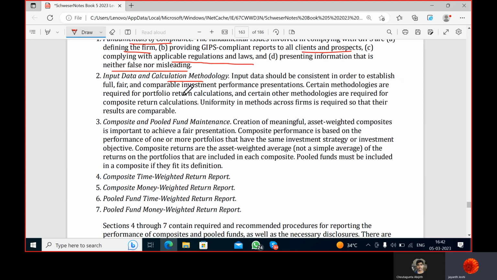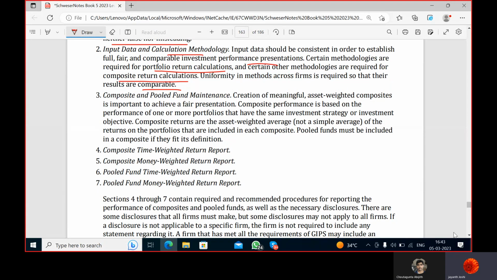Input data and calculation methodology. Input data should be consistent in order to establish full, fair and comparable investment performance presentation. Certain methodologies are required for portfolio return calculations and certain other methodologies are required for composite return calculations. So different methods. Uniformity in methods across firms is required so that their results are comparable. Otherwise, you cannot compare.